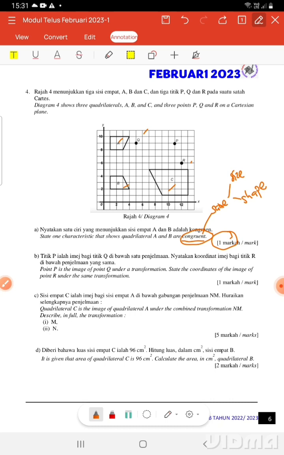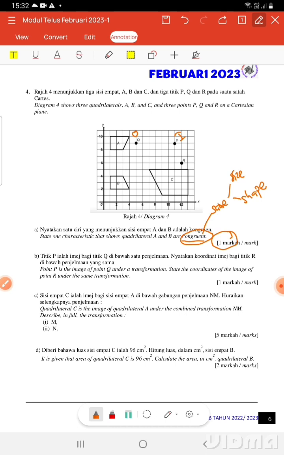Point P is the image of point Q under a transformation. So P is the image, Q is the object. State the coordinate of the image of point R under the same transformation. It's a simple question, but we need to understand it properly. So point P is the image of point Q. If we look from P to Q, what happened is very easy, right? No need to think too hard.